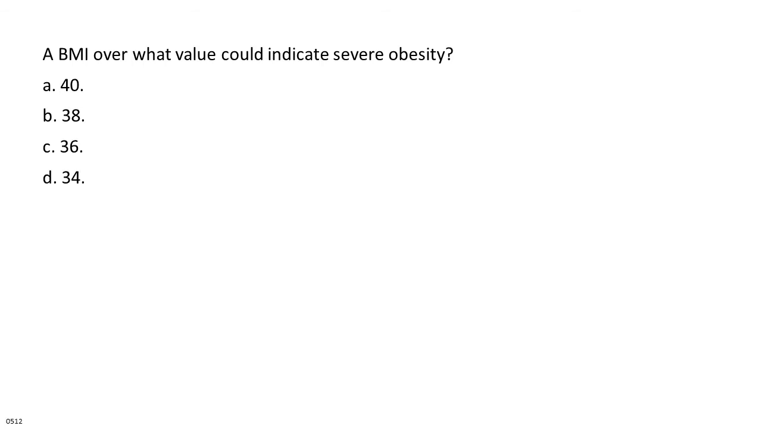The answer is A. 40. BMI values between 30 and 39.9 indicate obesity, while a BMI over 40 could indicate that the individual is severely obese.